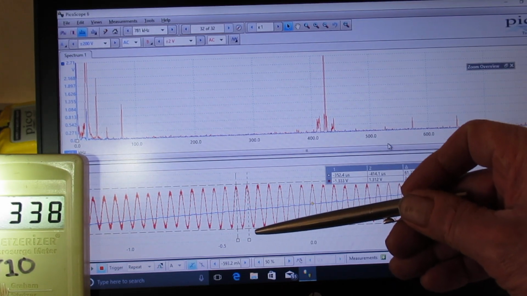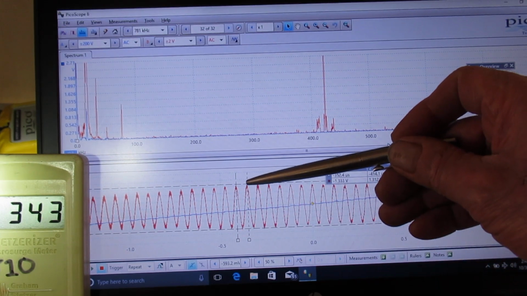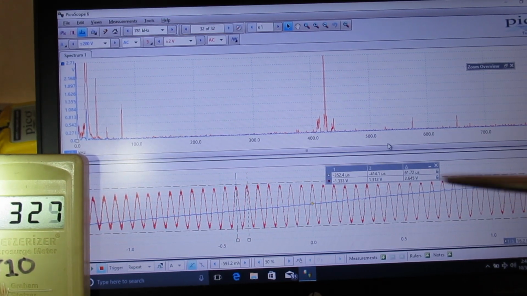We also find that the amplitude between the bottom of the 16 kilohertz waveform and the top of the waveform is 2.645 volts, or about 2.6 volts. That's a big transient when it's happening 16,000 times per second.